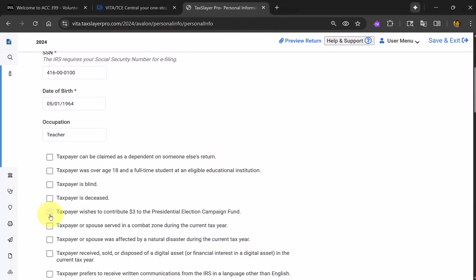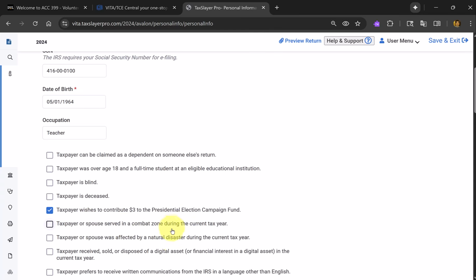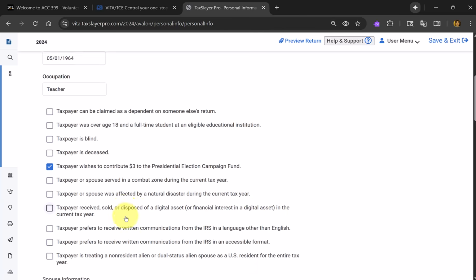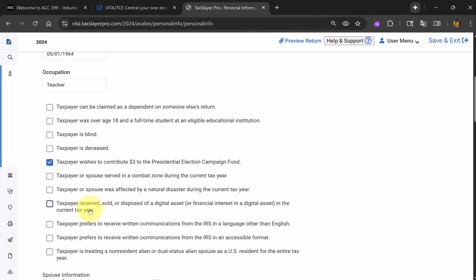So, yes for Martin here. Taxpayer or spouse served in a combat zone? No. Taxpayer was affected by a natural disaster? No. Taxpayer received or sold or disposed of a digital asset, that's cryptocurrency? That wasn't checked off on the intake sheet. Taxpayer prefers to receive written communication, I'll leave this blank.